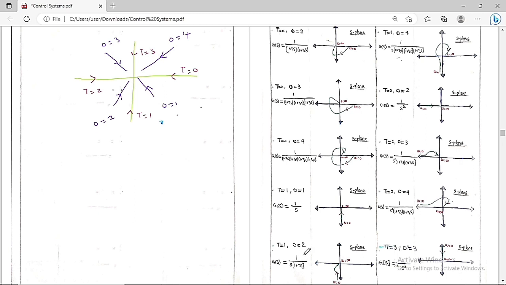And what is the order? The highest power in the characteristic equation is called the order of the system. The characteristic equation is 1 + G(s)H(s) = 0. So if you simplify, the highest power is 2. So the order of the system is equal to 2.